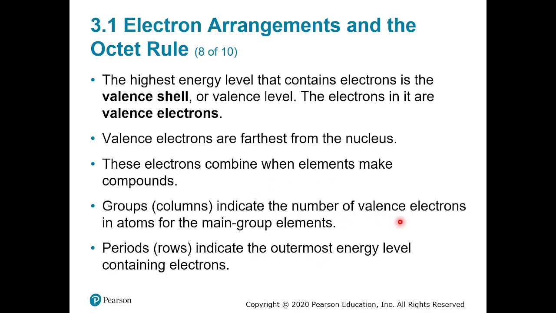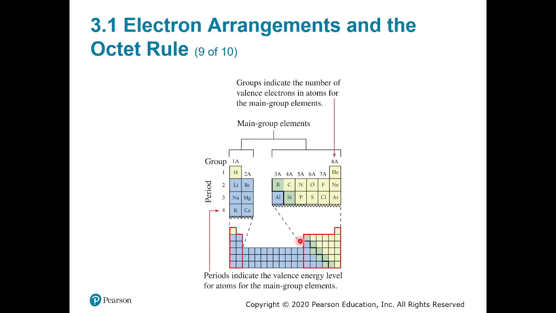The periods are going to indicate the outermost energy level containing electrons. Again, that's that valence shell. Okay? This is how that works out, and you can see that on my little periodic table here. I've been demoing it on that periodic table up there, right? Okay. Did I lose anybody there?